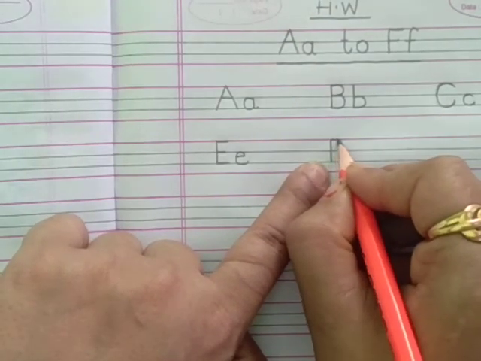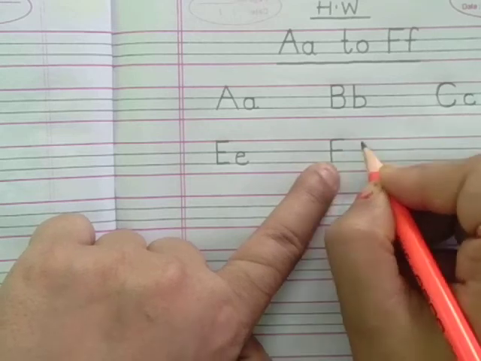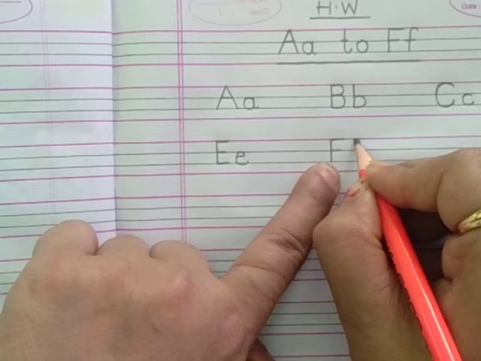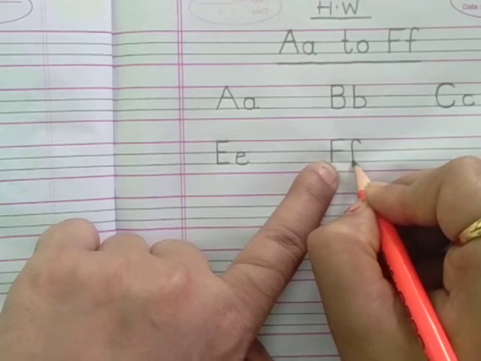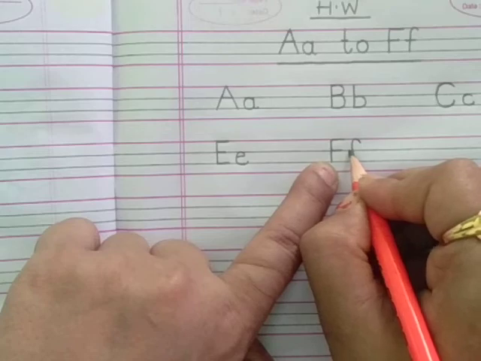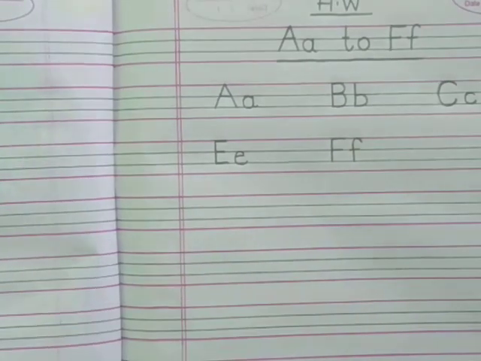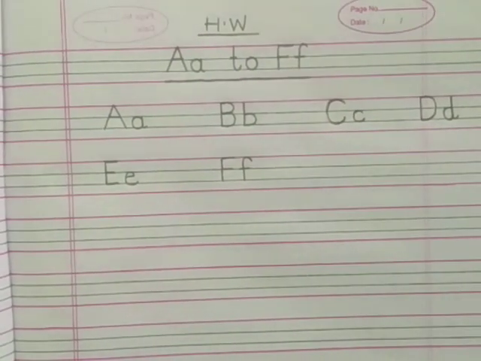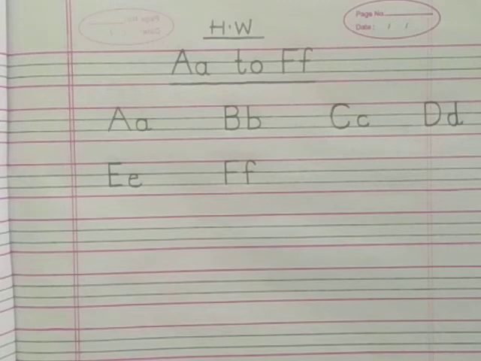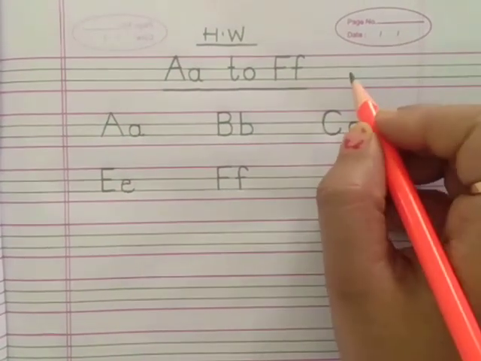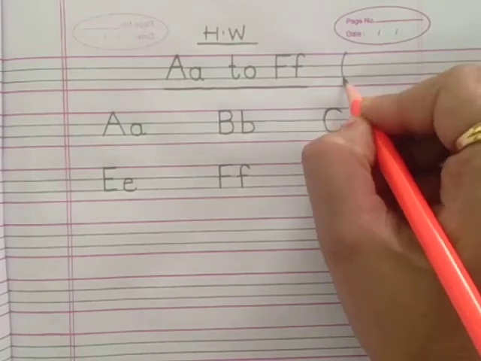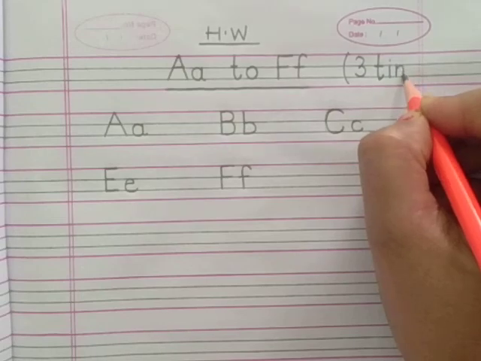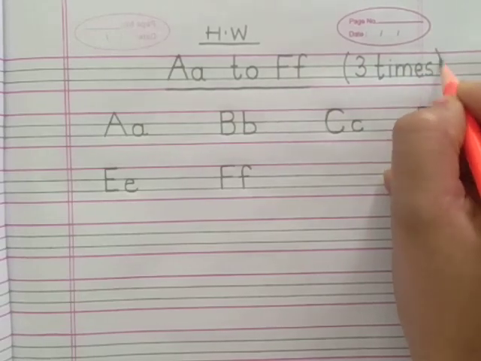Standing line with 2 sleeping lines, and here for small letter F a little curve with a standing line and a sleeping line in the middle. So this was letter A to F practice. This you have to do in the notebook, and that too you have to do it 3 times. How many times? 3 times. Like I have done it 1 time.